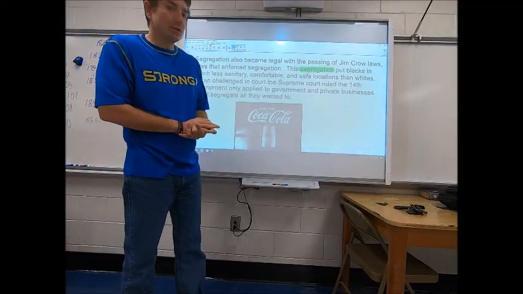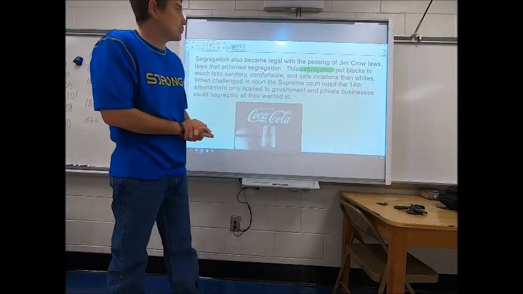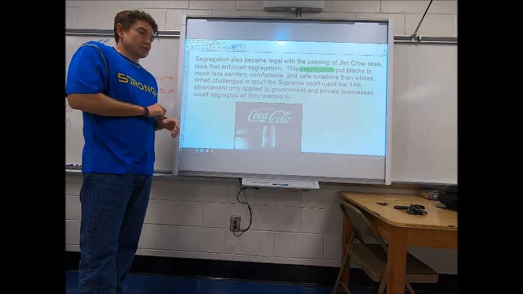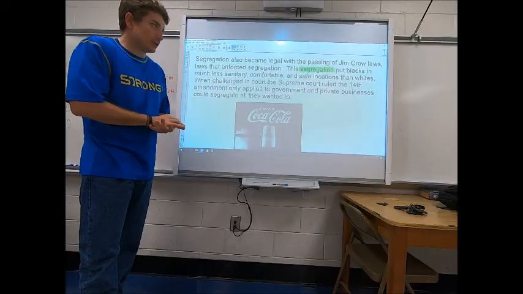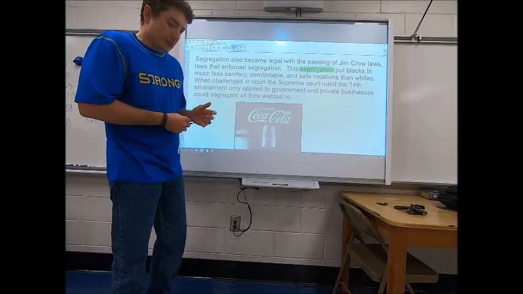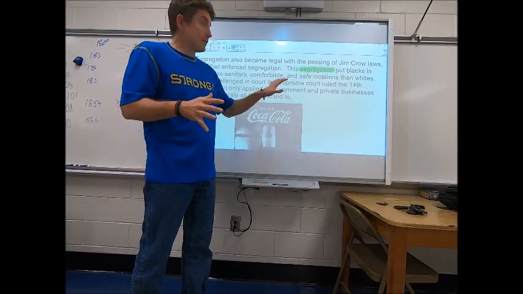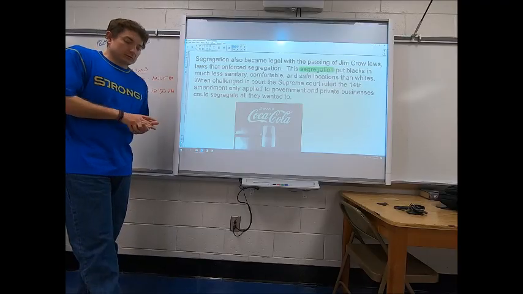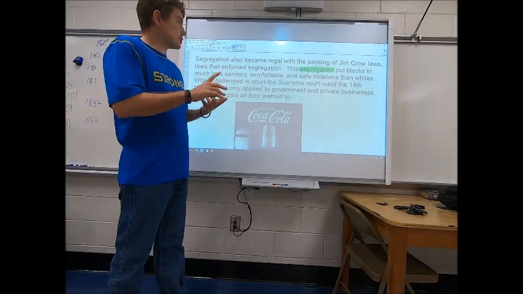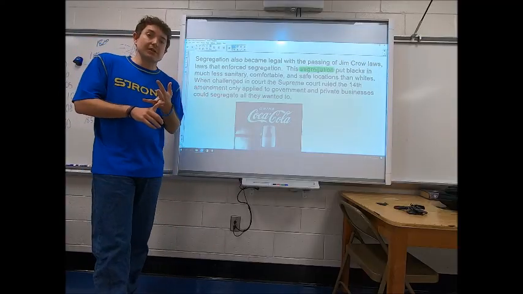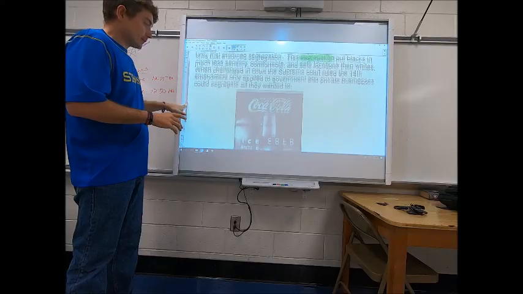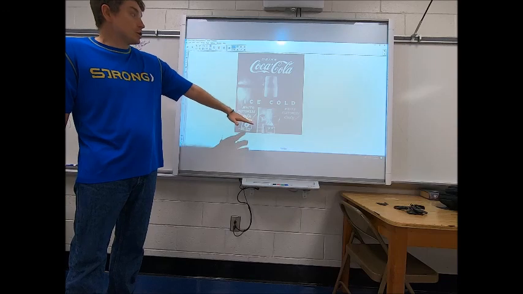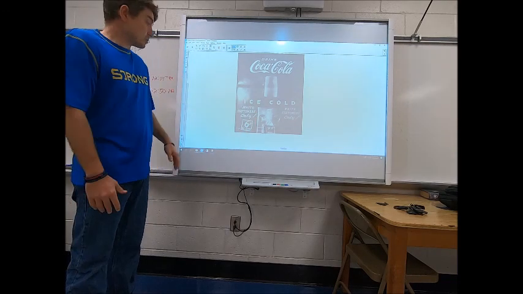Segregation also became legal with the passing of something called the Jim Crow laws. The Jim Crow laws enforced segregation. Jim Crow laws made segregation required. Segregation is dividing things up by characteristics. And at this point in time, we are dividing them on color. The African American locations for everything were much less sanitary, much less comfortable, much less safe than where the white people were sent. Here's an example of segregation, or actually this is more discrimination than segregation. Only white people were allowed to buy the Coke from the machine.